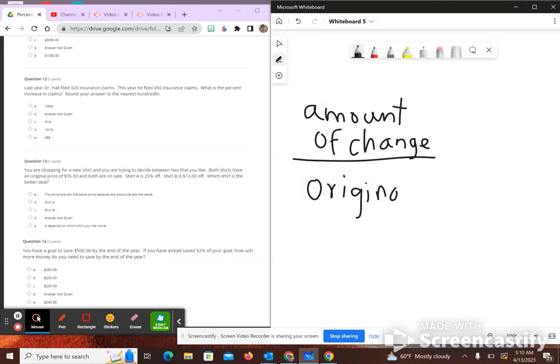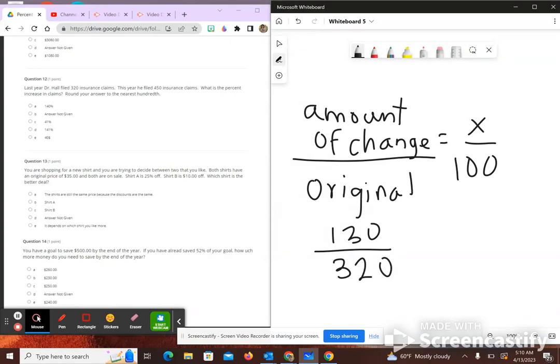Okay, so in this particular example, my amount of change would be that it went up by 130 insurance claims. So the 130 will go on top. The original number of insurance claims is 320. And I'm going to write that as a percentage. So I'm setting it up as a proportion and setting it equal to X out of 100 because I want to know what is the percent increase.